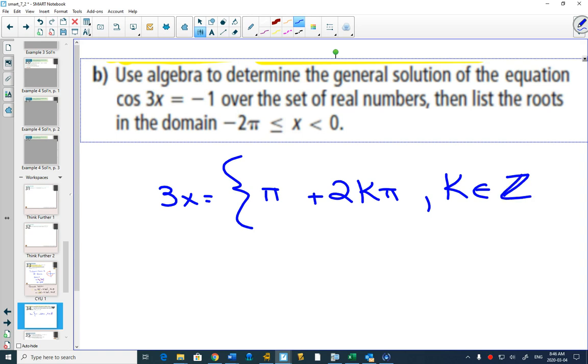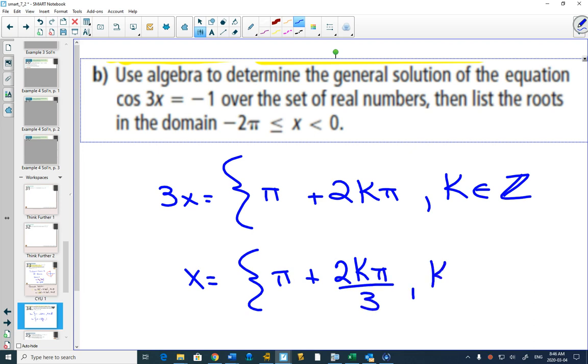So there is our general solution for 3x. Then our general solution for x: divide everything by 3. Divide everything by 3, and you have your general solution for x.